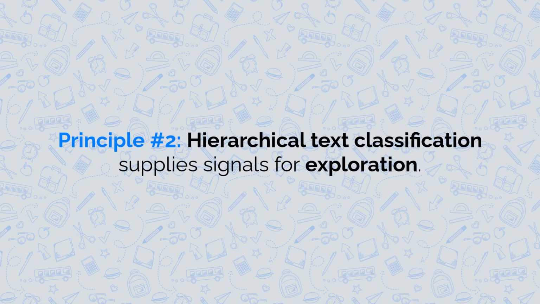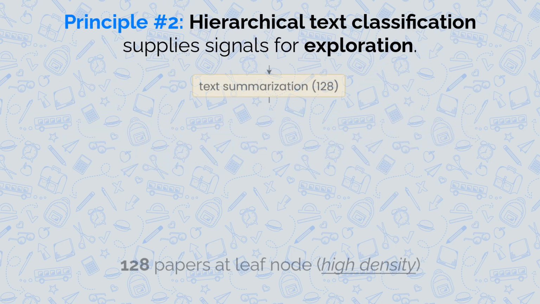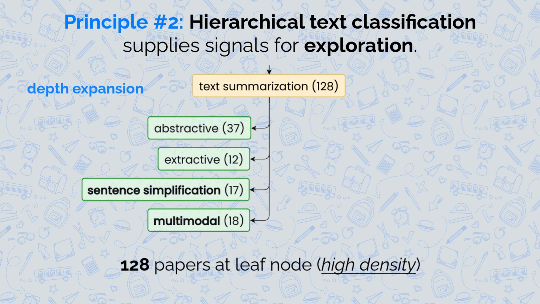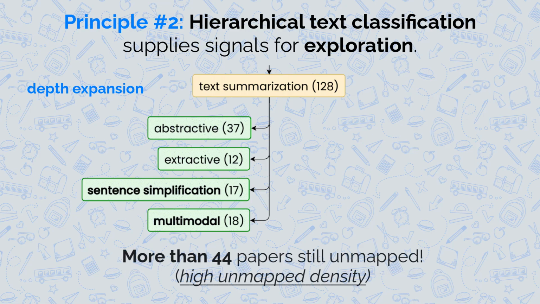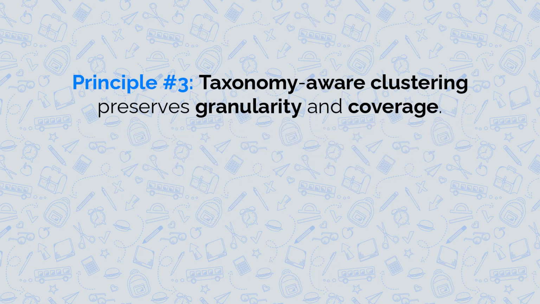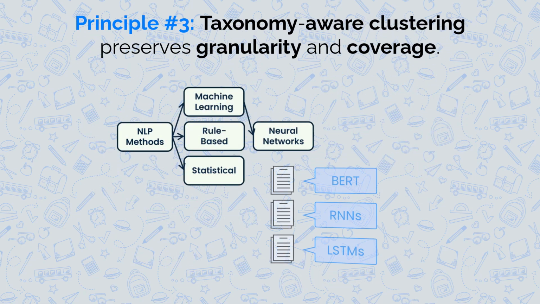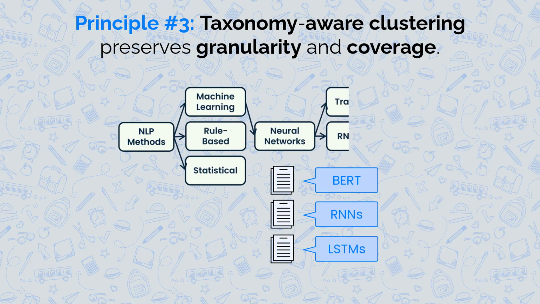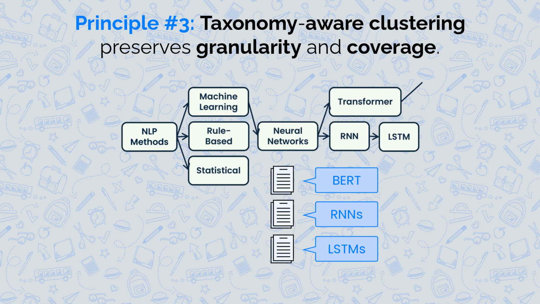Hierarchical text classification supplies signals for exploration. High paper density at a leaf triggers depth expansion. A surge of unmapped papers under a parent signals missing width. Taxonomy-aware clustering groups pseudo-labeled papers into coherent, non-redundant child nodes, preserving granularity and coverage.